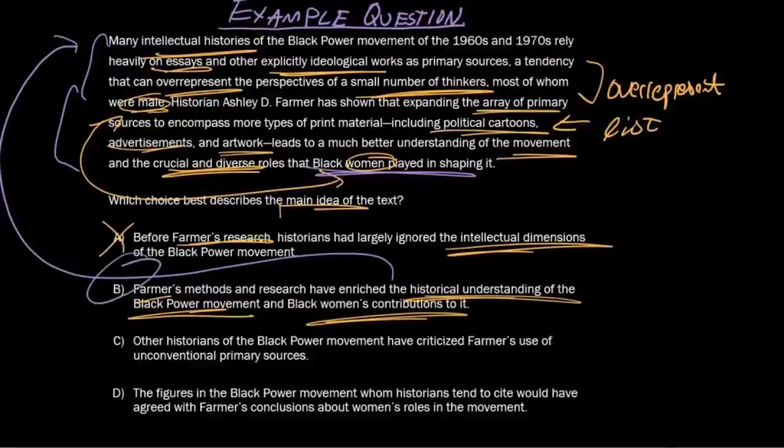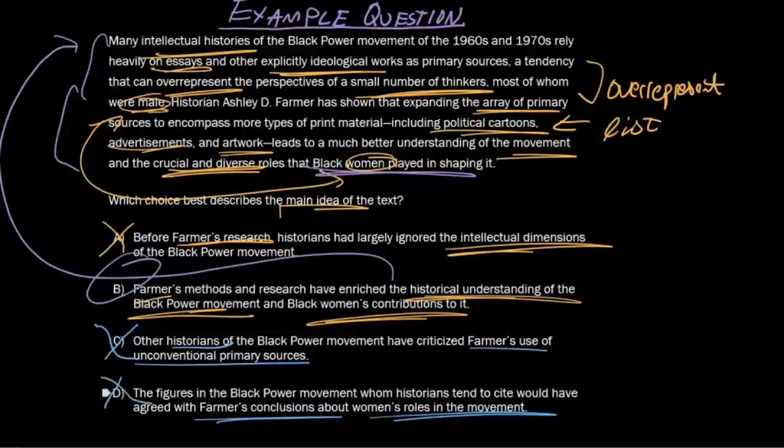Let's take a look at the other ones. Other historians have criticized Farmer's use of unconventional primary sources. Does not say that anywhere in here. We can just cross that out. Figures in the Black Power movement, whom historians tend to cite, would have agreed with Farmer's conclusions about women's role in the movement. We don't see any evidence of that. Does not say that. We don't know what these people would think. They're likely not alive today, and even if they are, they're not mentioned in this paragraph at all. So we can say that D is not the answer. That leaves us with choice D.